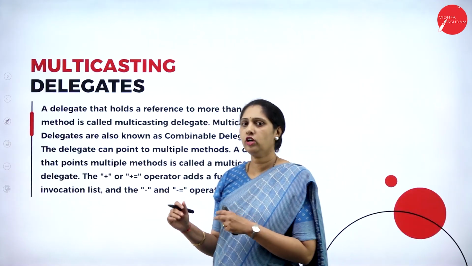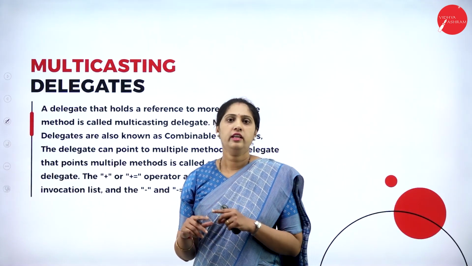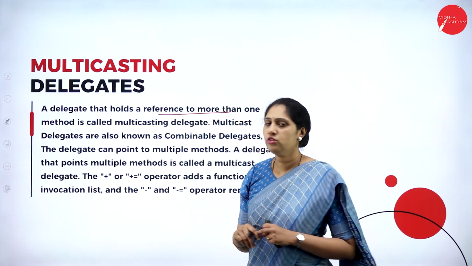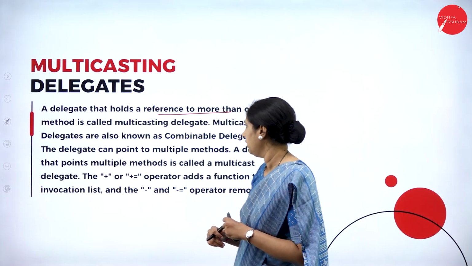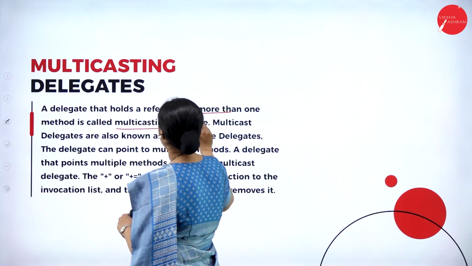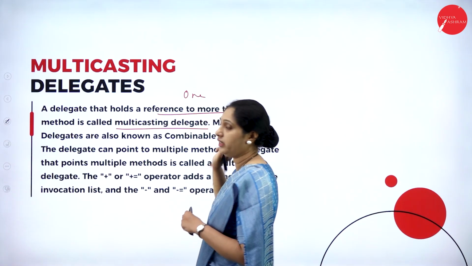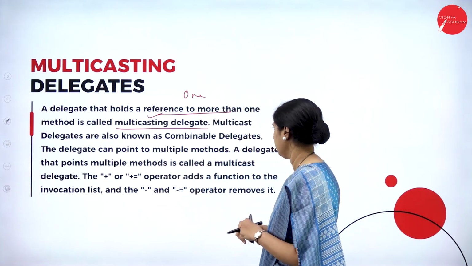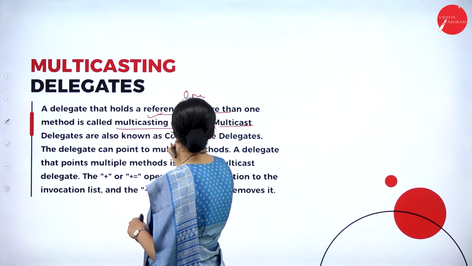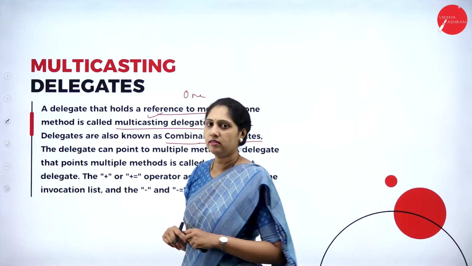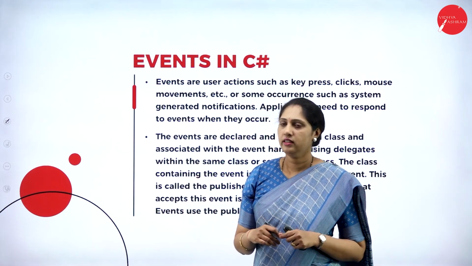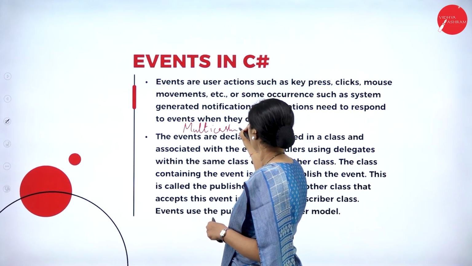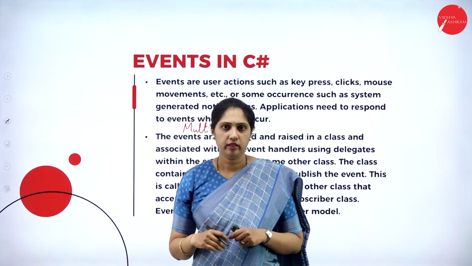Then what about a multicasting delegate? A delegate is one reference, but what is multicasting? We already know a delegate is a reference to a method. If it is one reference, it is a delegate. If it references more than one method, that is a multicasting delegate. So a multicasting delegate is also known as a combinable delegate. In a multicasting delegate, I have to use more than one method.